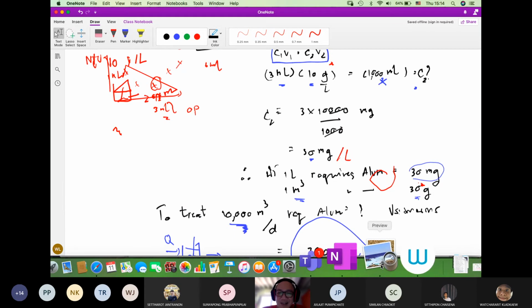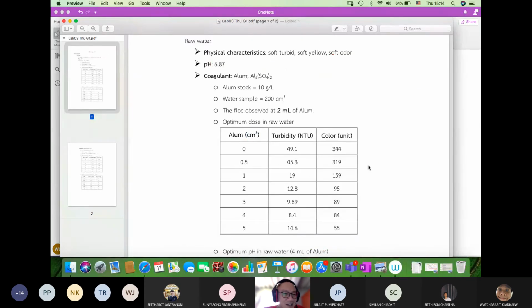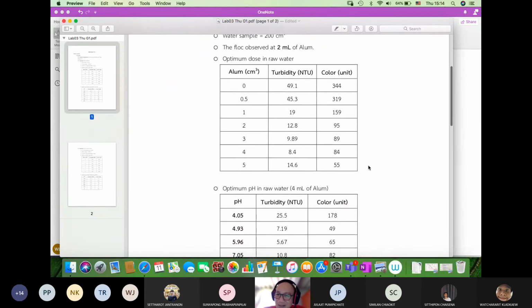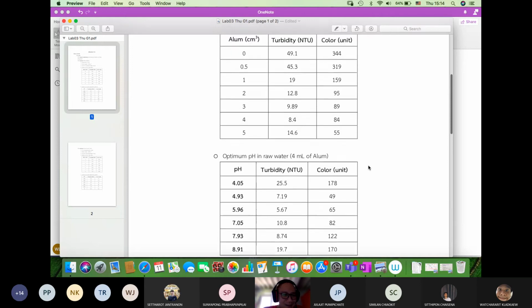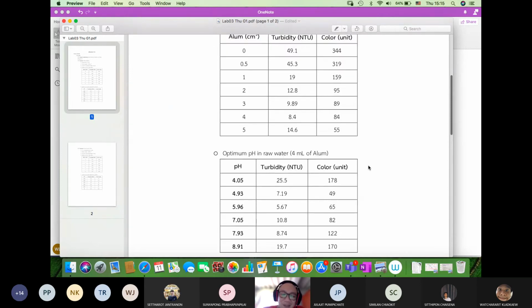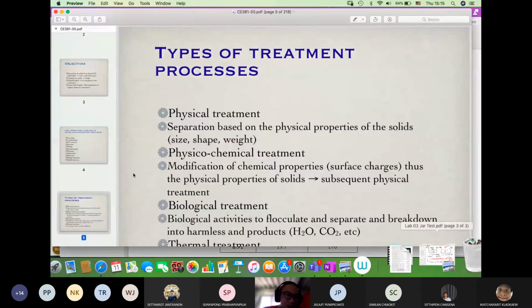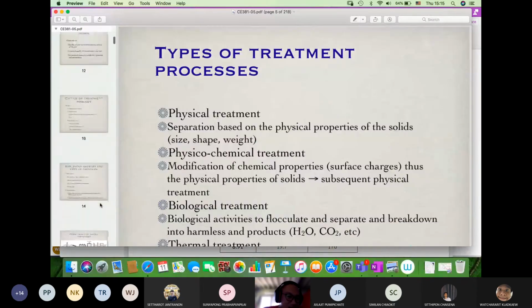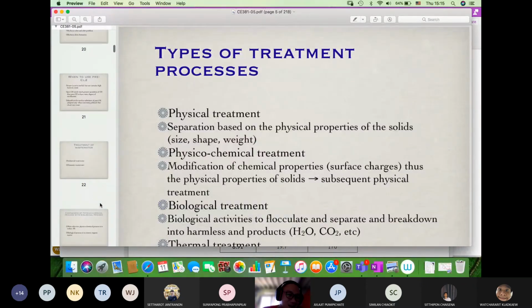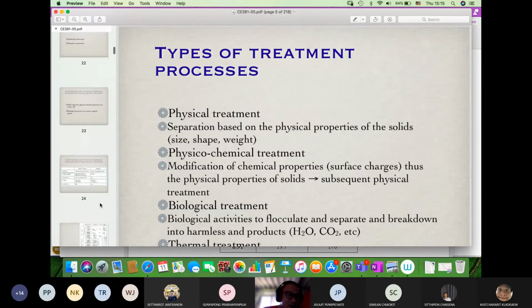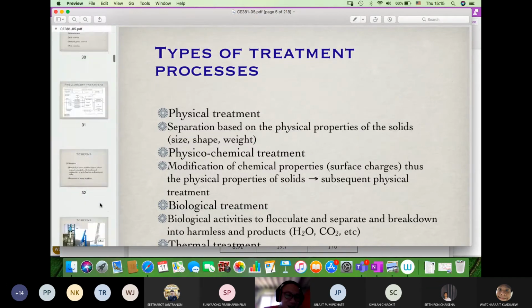With respect to this result, do you have any question? Any additional questions? The optimum pH you just compare, but anyway, the optimum pH is already there in the slide.